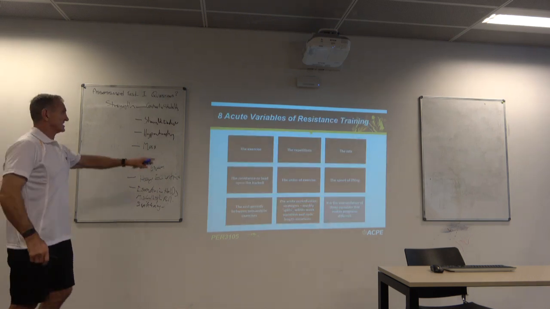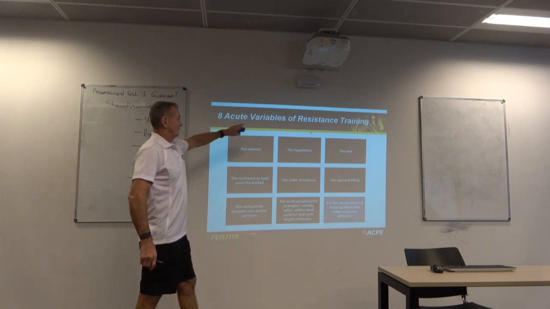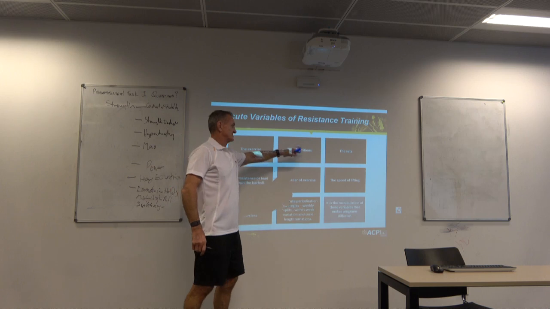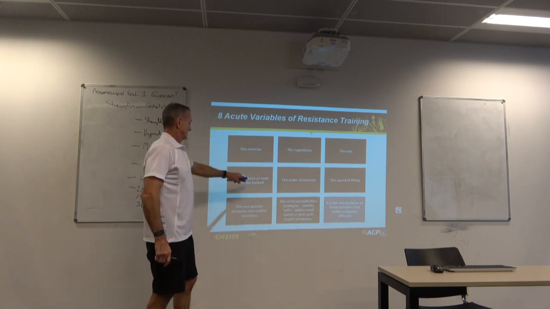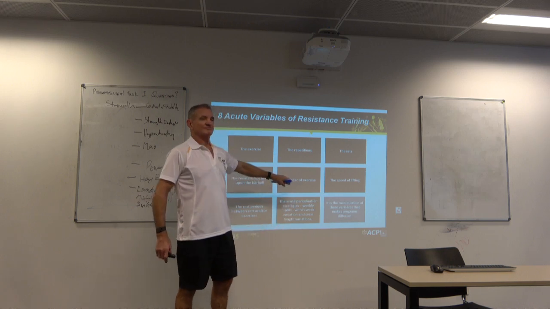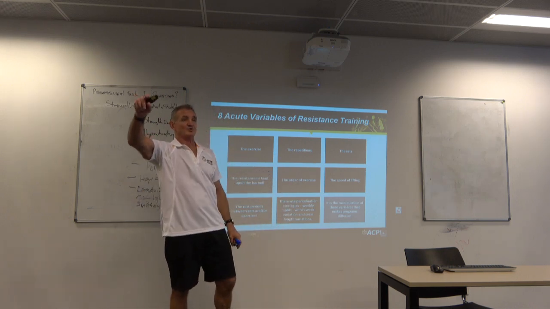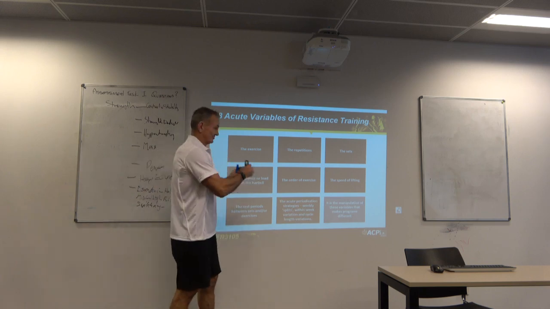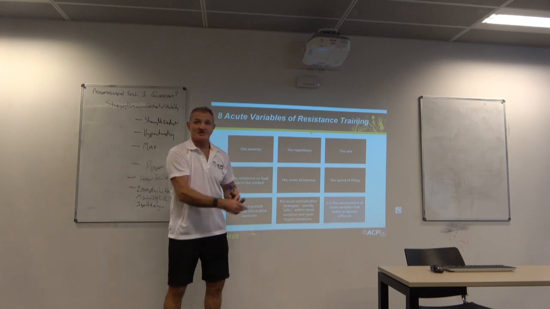And these are those 8 acute variables in resistance training. What exercise, what reps, what sets. What's the resistance, the load? What is the order of exercise? Some of you don't have access to a big gym. This isn't a very big gym in here. So you mightn't get the order where you prefer to be, yeah?